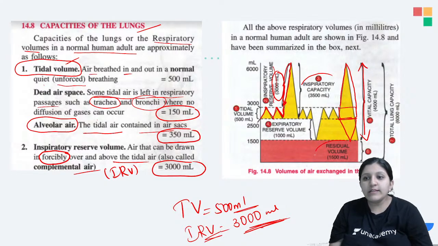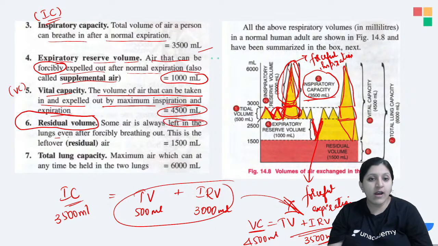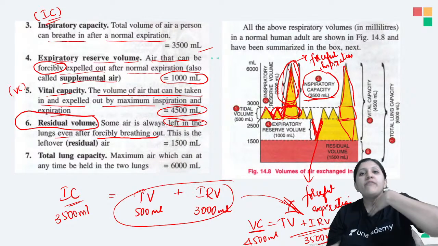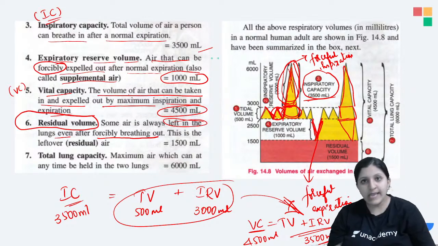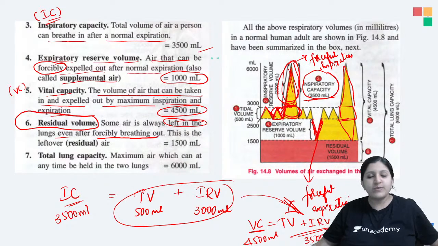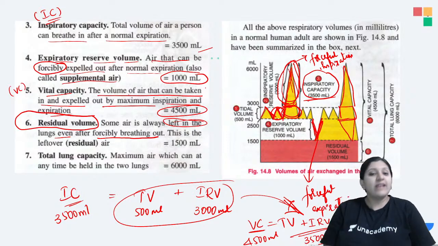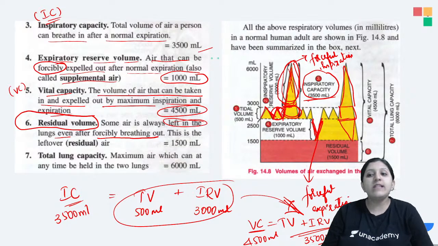And here, what is this part? This is the residual volume, which is about 1500 ml. So some air is always left in your lung even after forceful breathing out. Let's say you exhale, and you want to leave every bit of air that is possible outside.